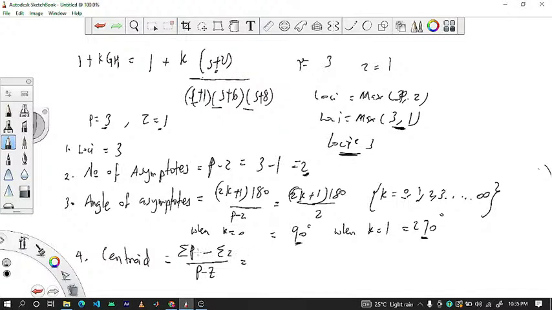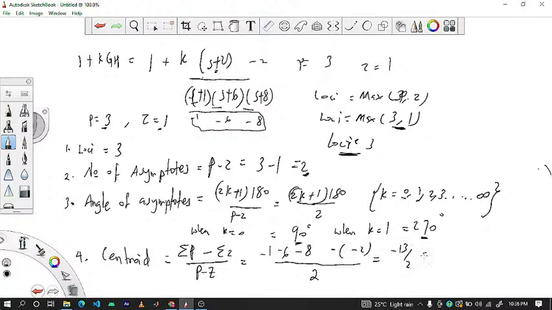Now the centroid is given by the sum of the poles minus the sum of the zeros. So here, the poles are what? You equate each of them to 0. So the poles are minus 1, minus 6, minus 8. The zero is minus 2. So I'm getting minus 1 plus minus 6 plus minus 8, minus the zero minus 2, all over poles minus zeros. Poles minus zeros is 2, we did that one at the top. So when you do this, you get minus 15 plus 2 over 2, which gives you minus 6.5.